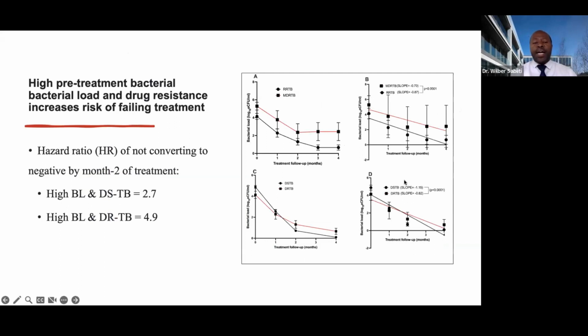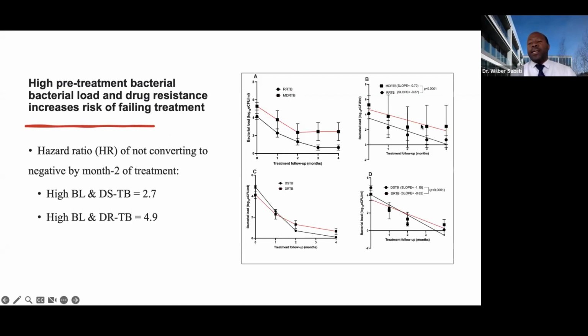We've also done some work using drug-resistant tuberculosis. This is a cohort of patients recruited in Nigeria, Ethiopia, and South Africa. And what we show here is that if you compare rifampicin monoresistance, RRTB, to multi-drug-resistant tuberculosis, MDR-TB means rifampicin resistance plus isoniazid resistance, or any other forms. And we see that rifampicin monoresistant bacteria are cleared faster than the MDR-TB bacteria.